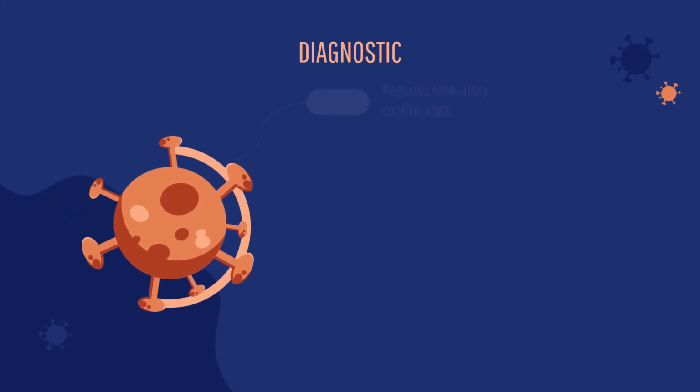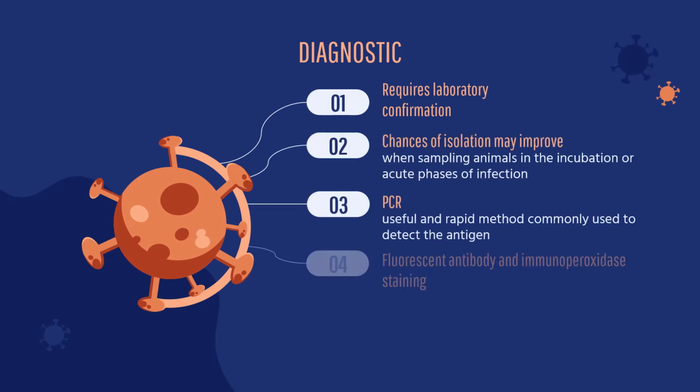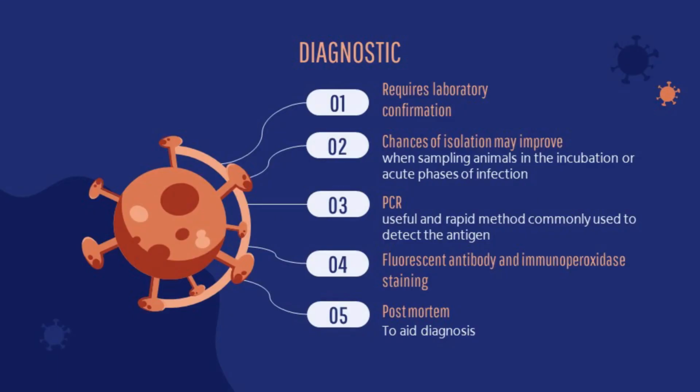A diagnosis of BRSV requires laboratory confirmation. BRSV is a difficult virus to detect, although chances of isolation may improve when sampling animals in the incubation or acute phases of infection. Although virus isolation is difficult, PCR is a useful and rapid method commonly used to detect the antigen. Other procedures that have proved useful in detection of BRSV antigen are fluorescent antibody and immunoperoxidase staining.